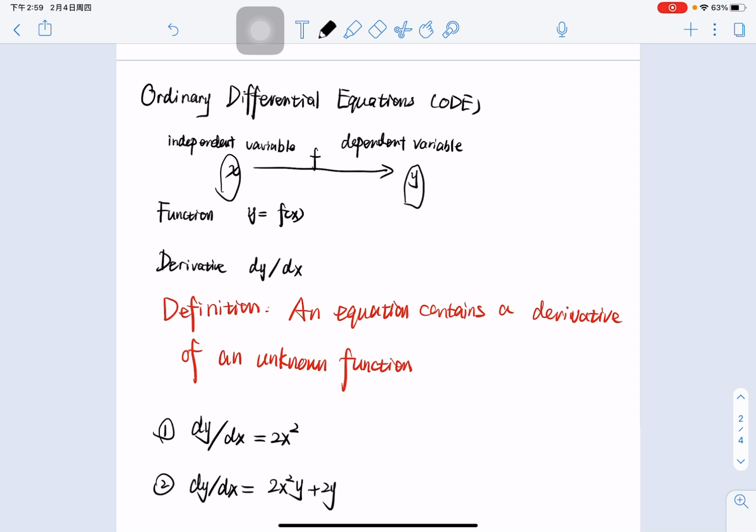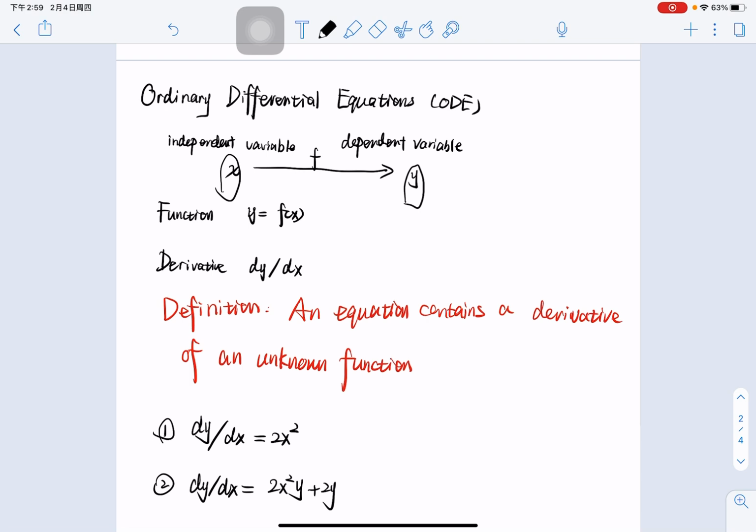So what is an ODE? The definition is an equation that contains a derivative of an unknown function, which means we know how the derivative of this function y in terms of x is related to x and y, but we don't know how y is related to x. We don't know the function that maps from x to y. So I will show you some examples of ODEs.